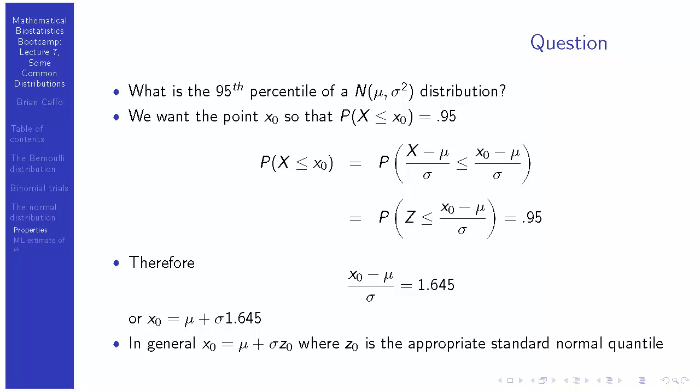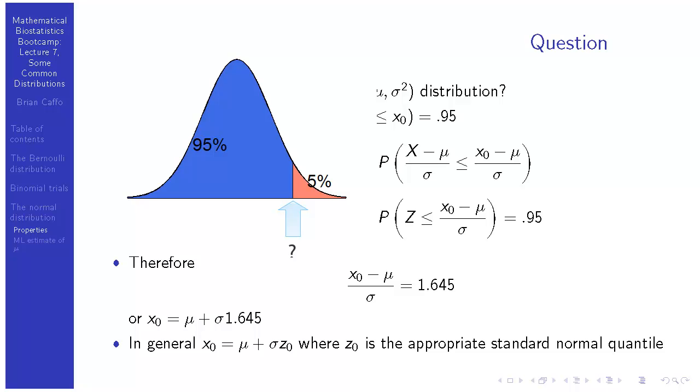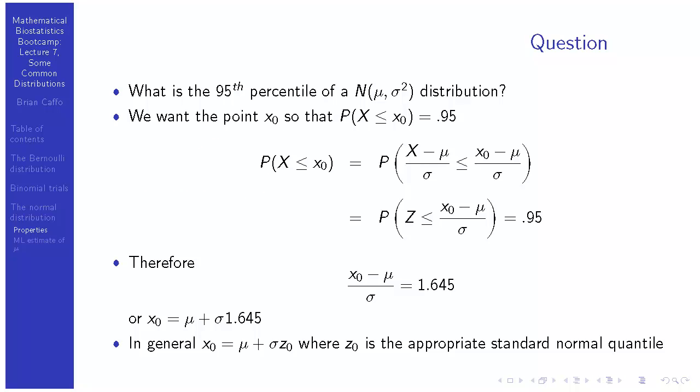Let's go through some simple examples. So we'll go through 2, and you should just be able to do lots of these after I go through 2. So let's take an example. What's the 95th percentile of a normal distribution with mean mu and variance sigma squared? So recall, what do we want to solve for if we want a percentile? Well, we want the point x naught so that the probability that a random variable x from that distribution is less than or equal to x naught turns out to be 95% or 0.95.